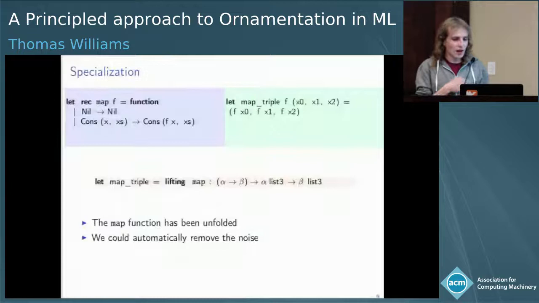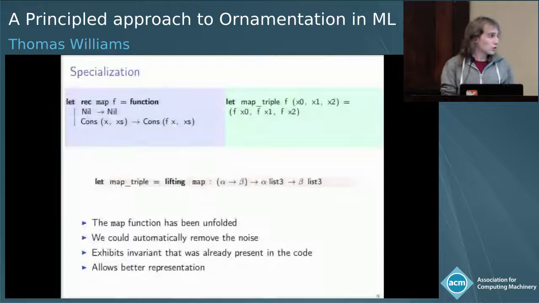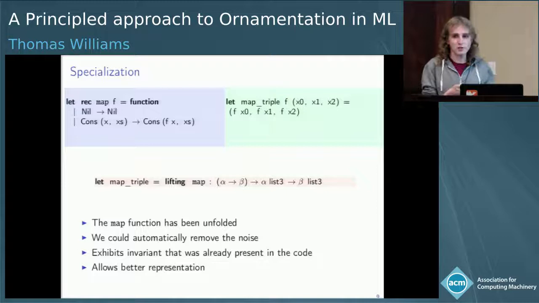So what's cool about this? We started from an invariant that was already present in the code, but that was not apparent. And by duplicating some code, we have made it obvious that the lists we manipulate are three elements long. This also allows a better representation, so we can use this for optimization. We could also use this for optimizing general lists, for example, using special constructors for short lists. This would be something that we could express in the same way.